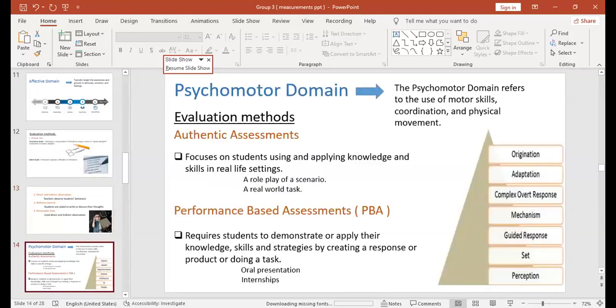My third domain of learning is the psychomotor domain. The psychomotor domain refers to the use of motor skills, coordination, and physical movement. Here, as you can see, there are two evaluation methods. First one is authentic assessment, and the second one is performance-based assessment. Authentic assessment focuses on students using and applying knowledge and skills in real life settings. That means development of these skills requires practice.